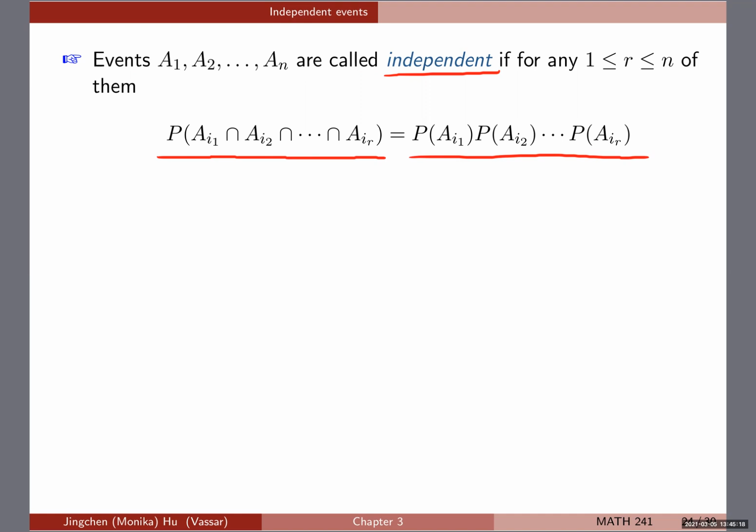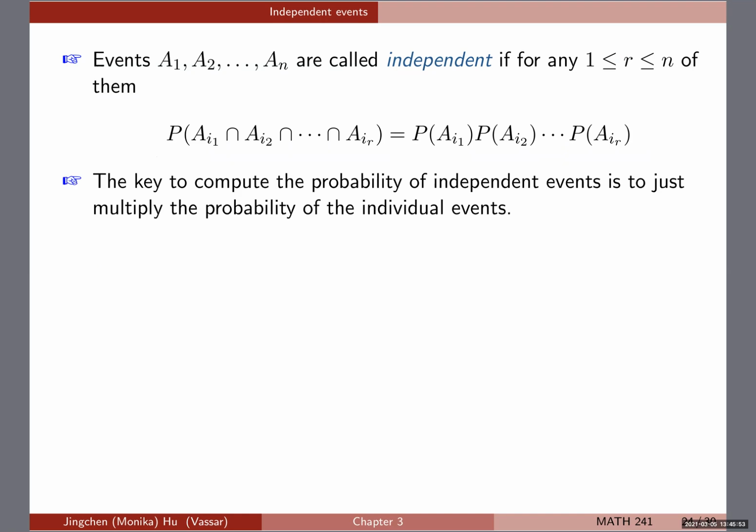We're now just saying that when n different events are independent from each other, then if you pick any r out of this n, you can always show that the joint is the product of the marginals. If you can satisfy this, then we're saying that A1 through An are independent from each other. Look here, we're selecting any r. It could be 2, it could be 3. If you can satisfy it for any r that you're picking, then we know that A1 to An are independent from each other.